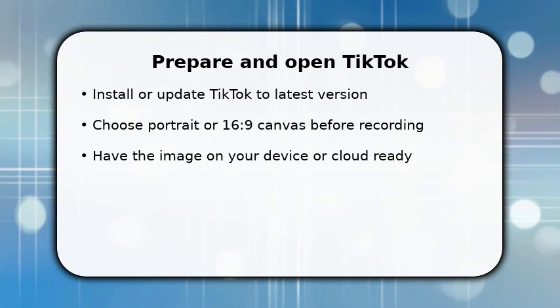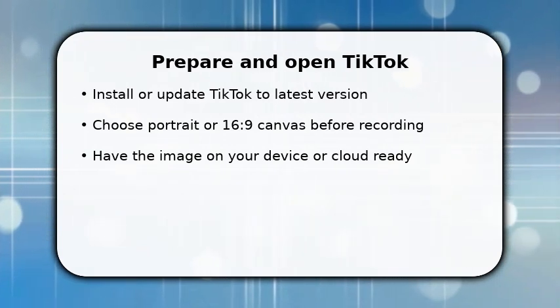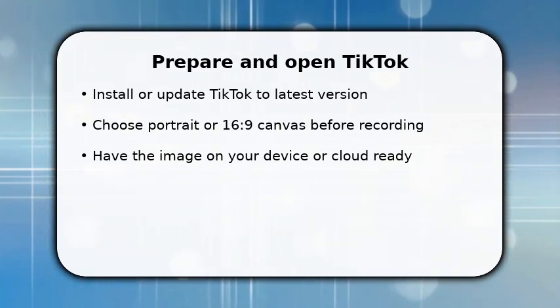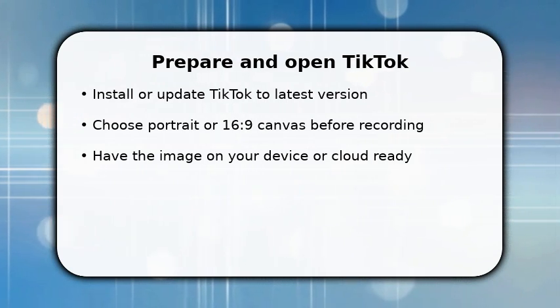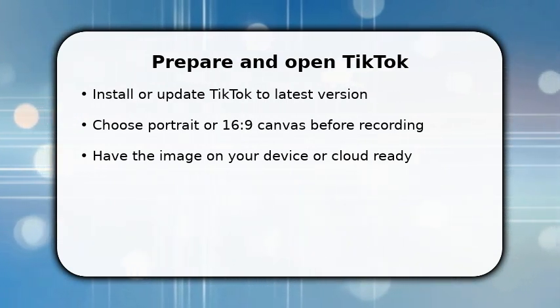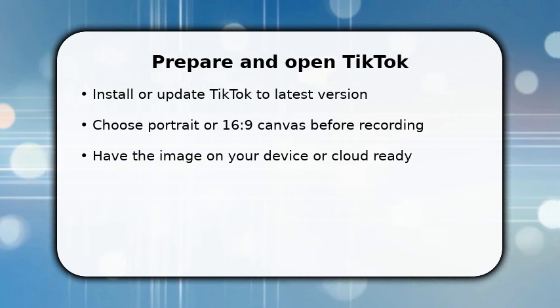Open TikTok and tap the plus to enter the camera. Make sure the app is updated so effects and uploads work. If your image is in files or photos, locate it first. If not, download it before recording.